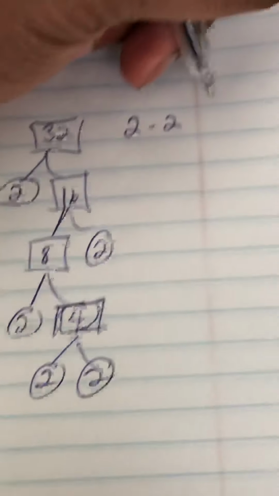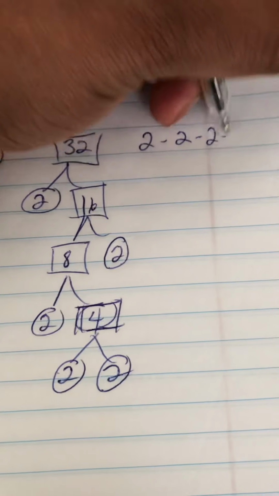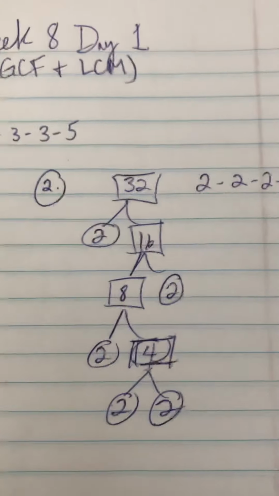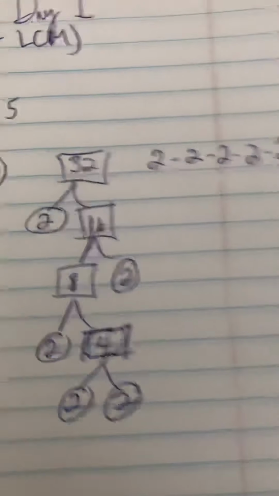And then right here we're going to have box and circle. That's going to be 2 and then 4. Then we break it down one more time with more prime numbers, 2 and 2. So it looks like we have five 2s: 2, 2, 2, 2, 2. Again, you determine whether that is true or false.